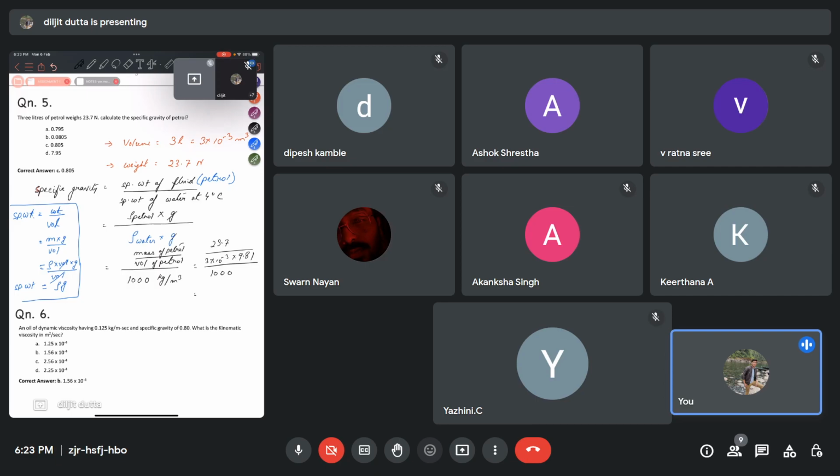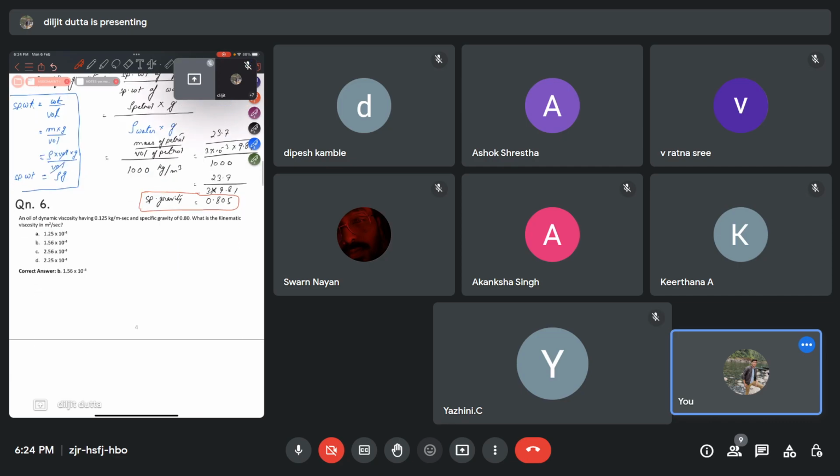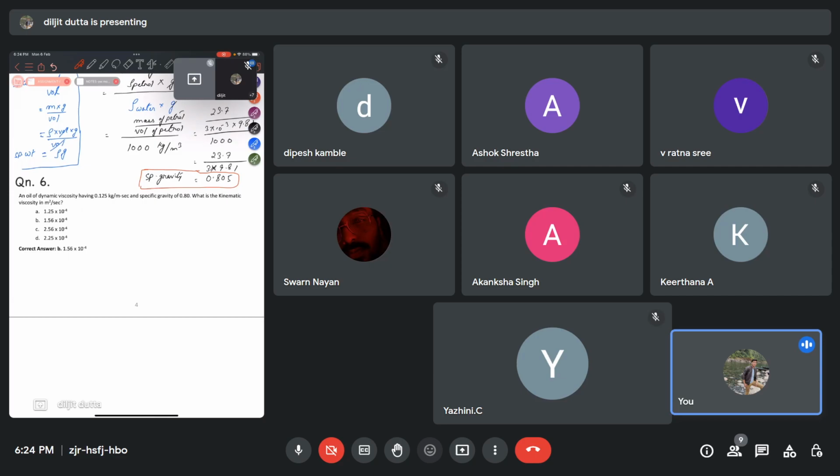You can see 10 to the power minus 3 and 1000 will be cancelling, so it will be 23.7 by 3 into 9.81. If you do the calculation, this value will come as 0.805. So the specific gravity will come as 0.805. This is how you solve this question. I hope this is clear. If there are any doubts, don't hesitate, you can simply ask me.